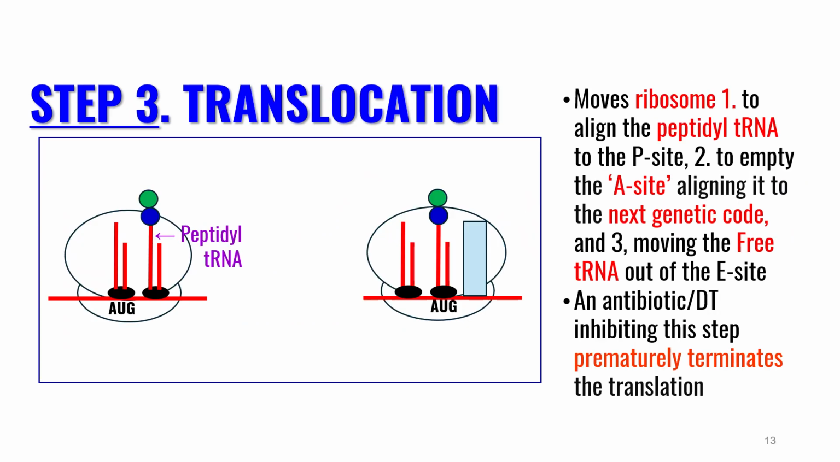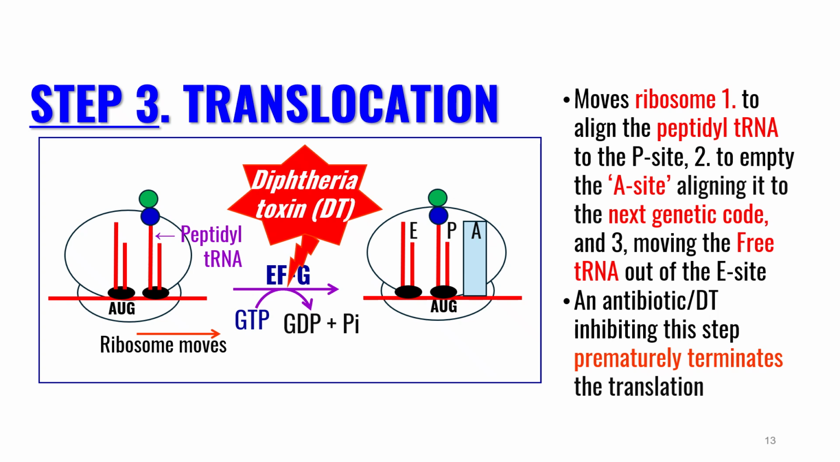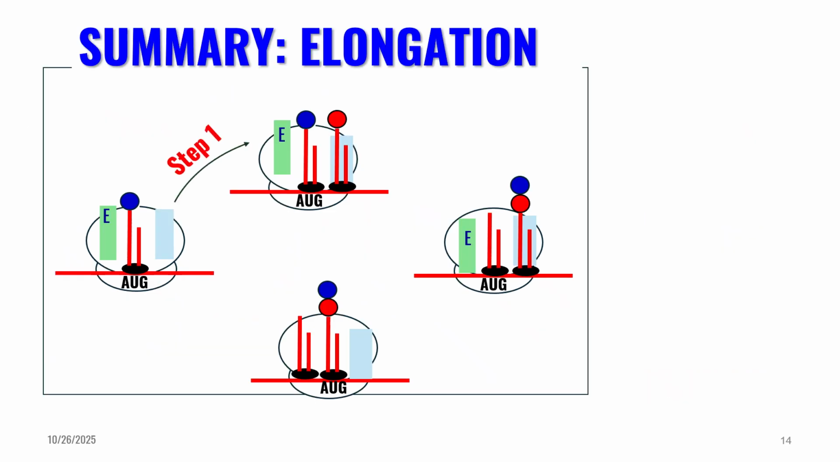So the third step is translocation, which is movement of the ribosome over the messenger RNA, which is catalyzed by EFG in an energy dependent way, utilizing GTP as a source of energy. In doing so, the peptidyl tRNA is moved to the P site, uncharged tRNA is moved to the E site, and the A site is emptied, aligning with the genetic code on messenger RNA. Thus, it allows the continuation of translation. And there are a large number of antibiotics and toxins such as diphtheria which inhibit this step, causing premature termination of translation.